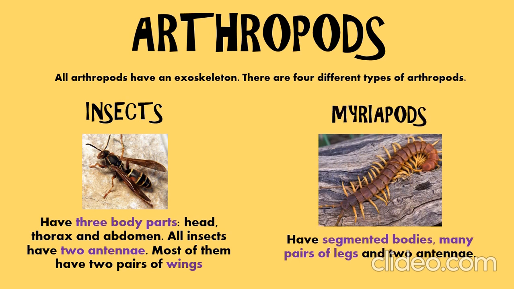Then we've got the myriapods. Myriapods have segmented bodies and many pairs of legs. Moreover, they have got two antennae. If you take a look at this picture, you will see that the myriapods have got a long body with lots of parts, and you will see that they have got lots of legs. Inside the myriapods, we can find the centipede or the millipede.